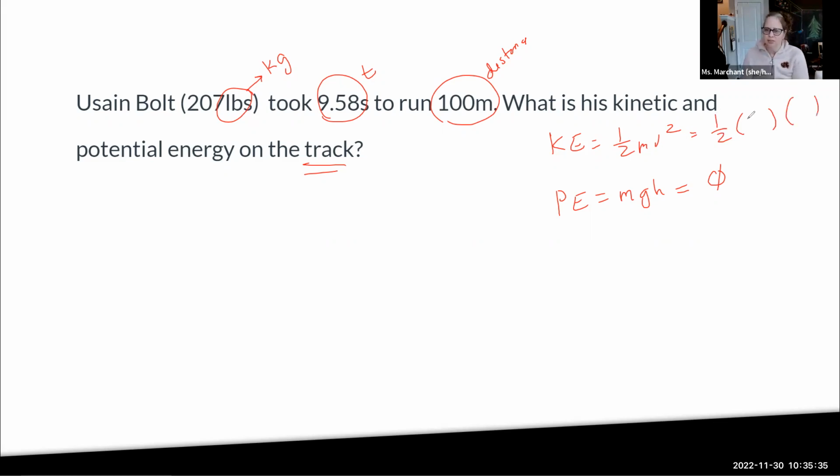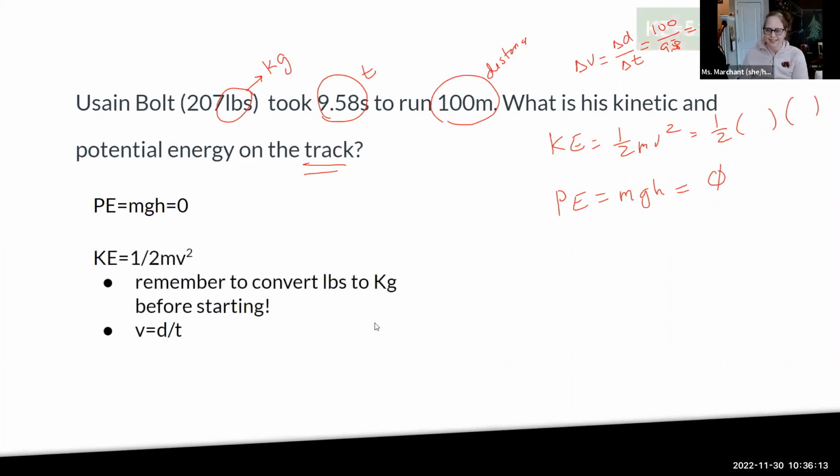Velocity, what do I need to find velocity? I'm going to go back and look at my equations. And the average velocity is the change in distance over the change in time. So in this case, I can use 100 divided by 9.58 to get my velocity and plug it in. Not always. So make sure you read the problem carefully and see if you need another equation, velocity final equals velocity initial. But they just gave us the averages. They gave us the total distance and the total time. So I'm comfortable just dividing those two for my velocity to solve my problem there. So just make sure you do your conversions when you do that.